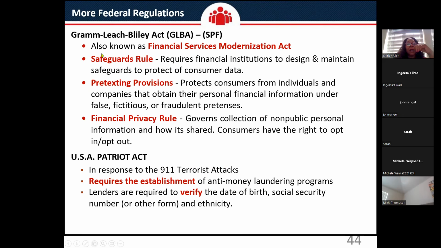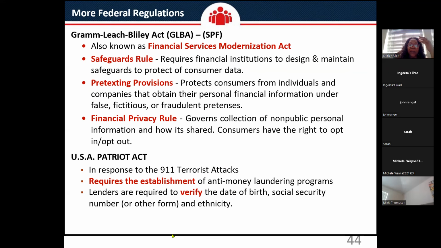Okay, let's talk about the Gramm-Leach-Bliley Act, GLBA, and what it has: SPF. Think of it like sunscreen, SPF. It's designed to protect you from something. So this law is designed to protect you from something in the mortgage business. Its 3 components are safeguarding, pretexting, and financial privacy: SPF.